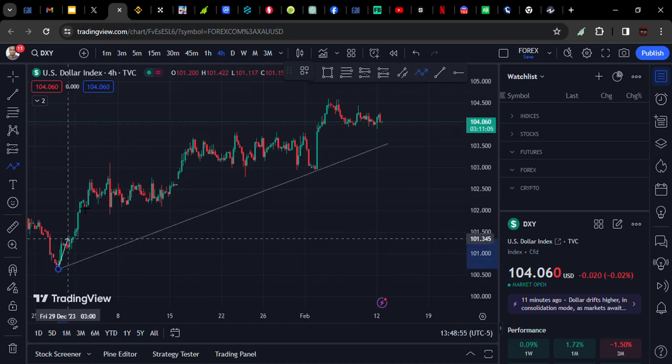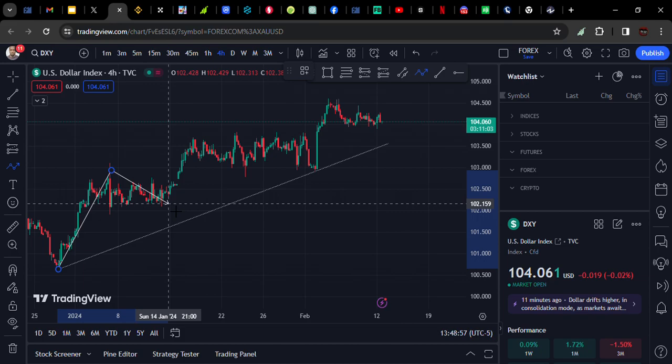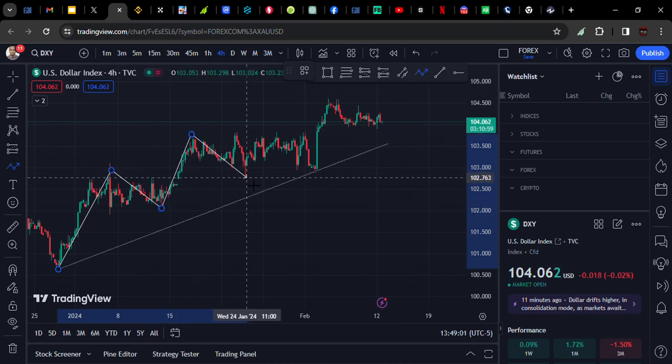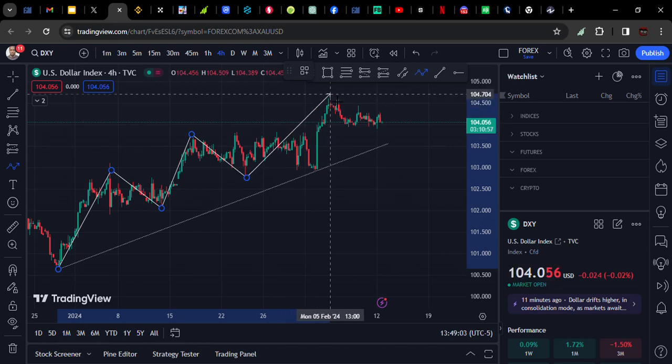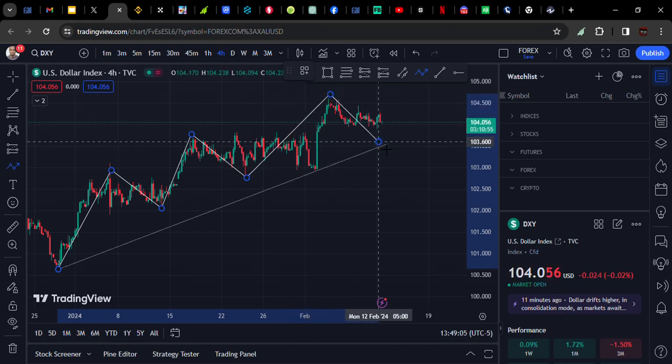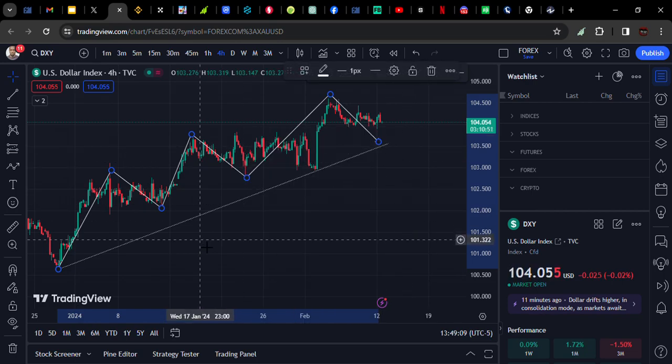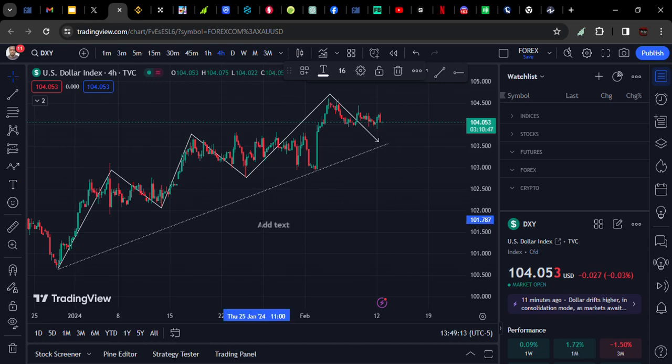It started from here, came down, made a higher high, made a higher low, made another higher high, and it's about to make a higher low. So this trend is called an uptrend. Let me write it. It signifies buying pressure in the market.